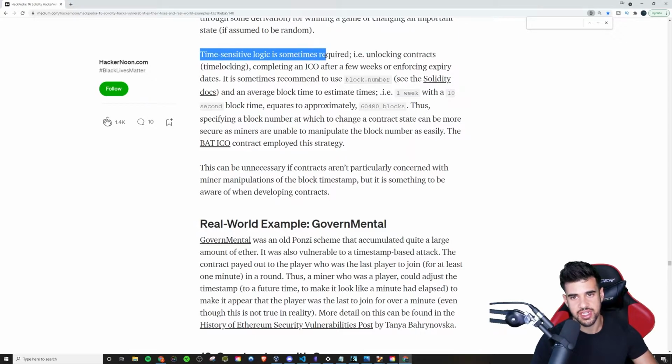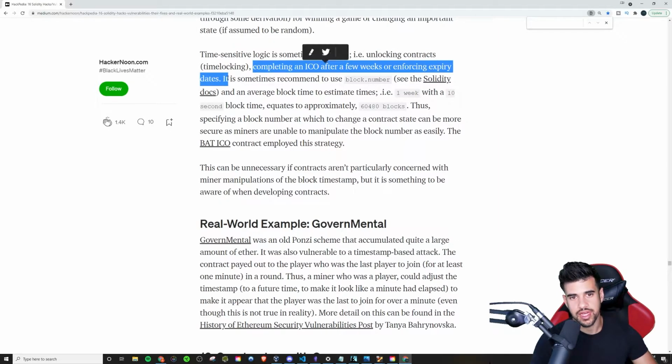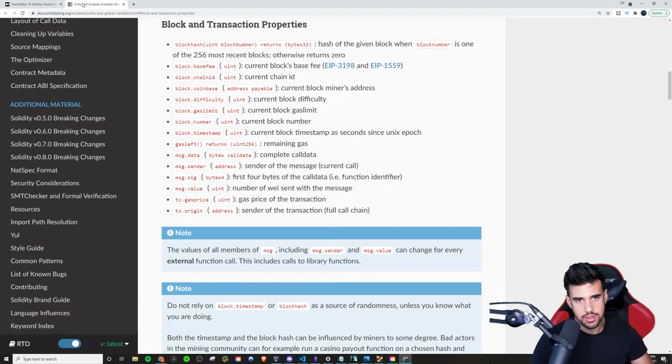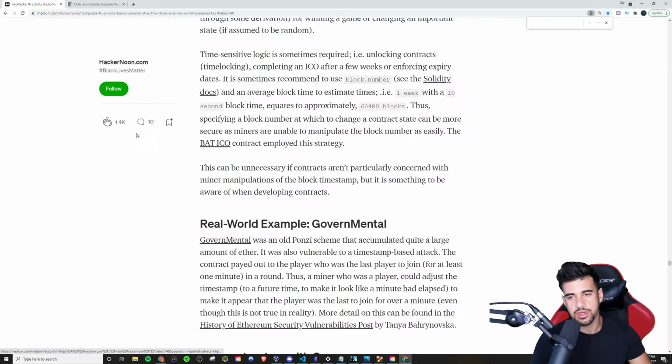So time-sensitive logic is sometimes required, like unlocking contracts and time-locking. Completing an ICO after a few weeks or enforcing expiry dates is sometimes recommended to use block.number. So that's another thing that you can use. If we look at the Solidity docs, you see block.number is the current block number, and the block number is a little bit more difficult to manipulate for the miners.